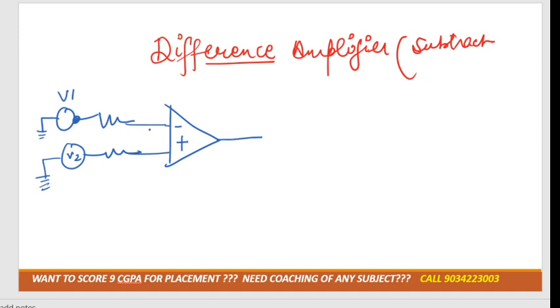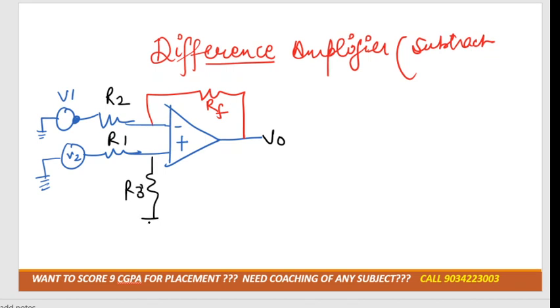And again, obviously there is a feedback resistance connected with the negative terminal, represented by RF, and the output voltage is represented by V naught. Here one more resistance is there. This is R2, this is maybe R1, and this is maybe R3.